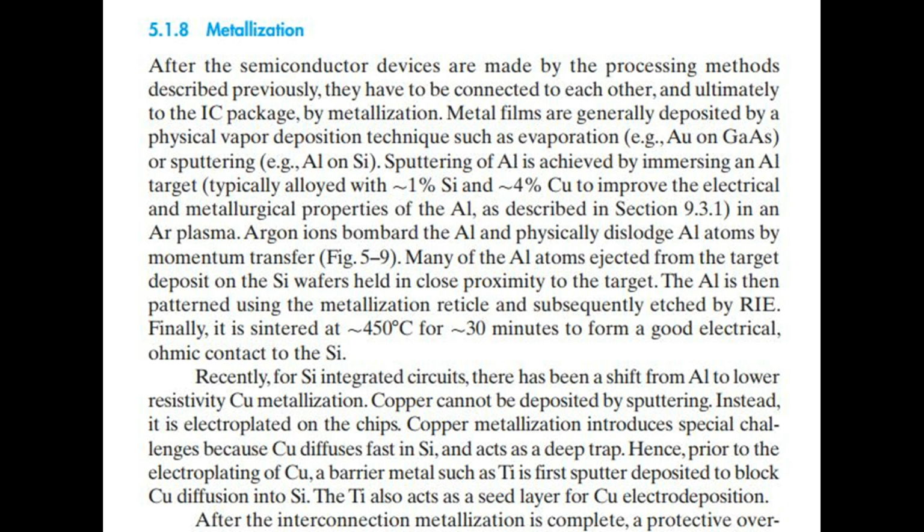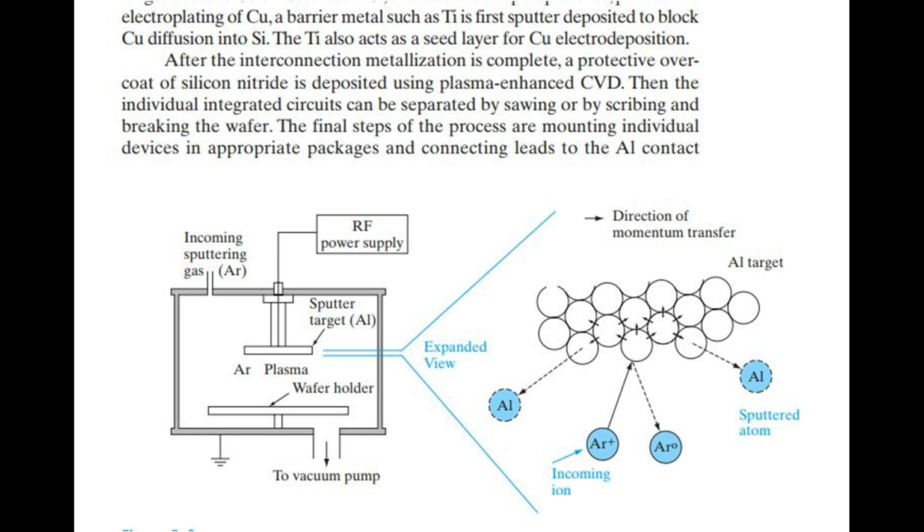Copper cannot be deposited by sputtering. Instead, it is electroplated on the chips. Copper metallization introduces special challenges because copper diffuses fast in silicon, and acts as a deep trap. Hence, prior to the electroplating of copper, a barrier metal such as titanium is first sputter deposited to block copper diffusion into silicon. The titanium also acts as a seed layer for copper electrodeposition.